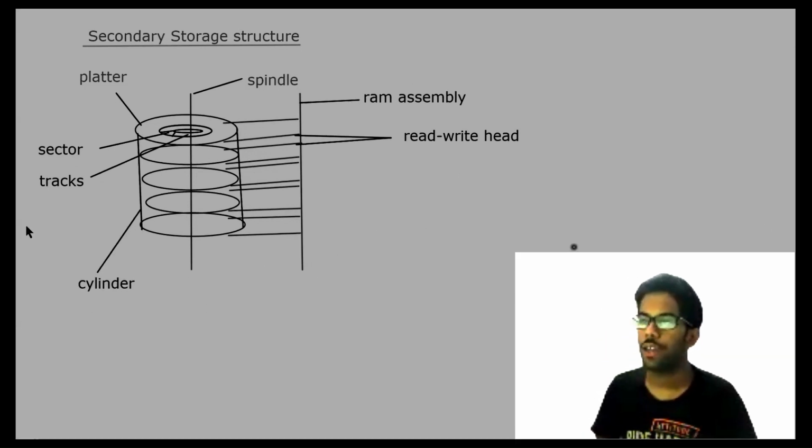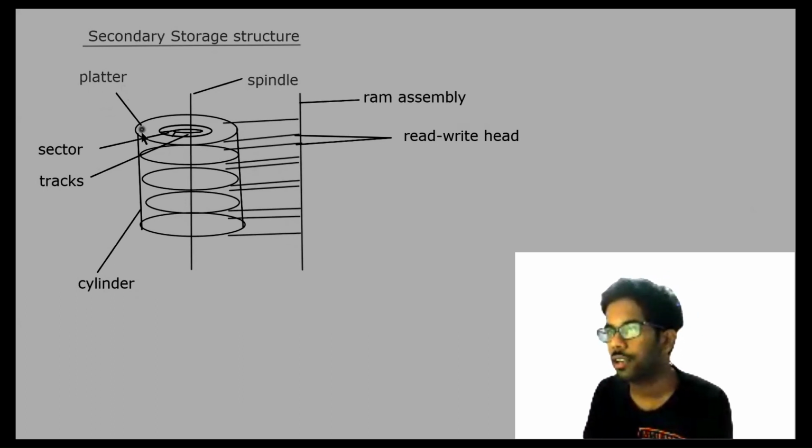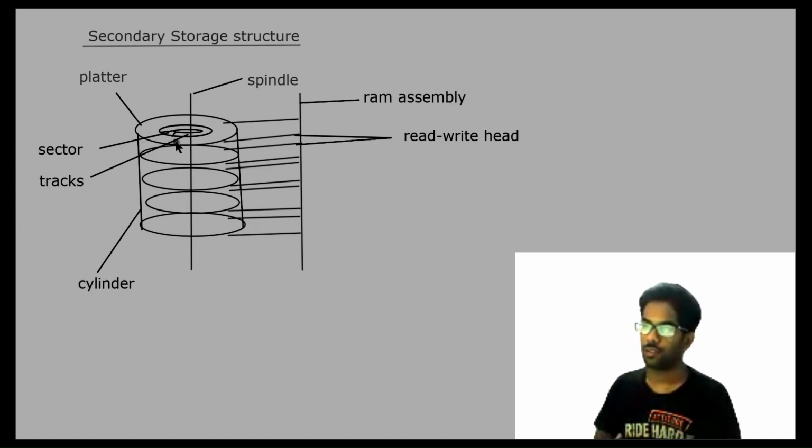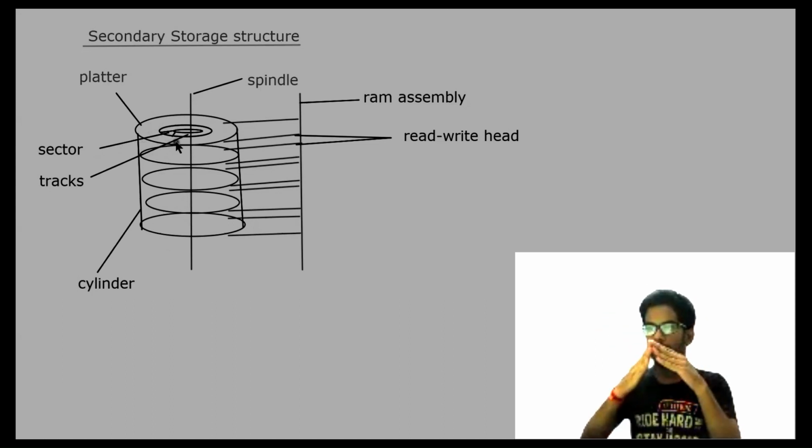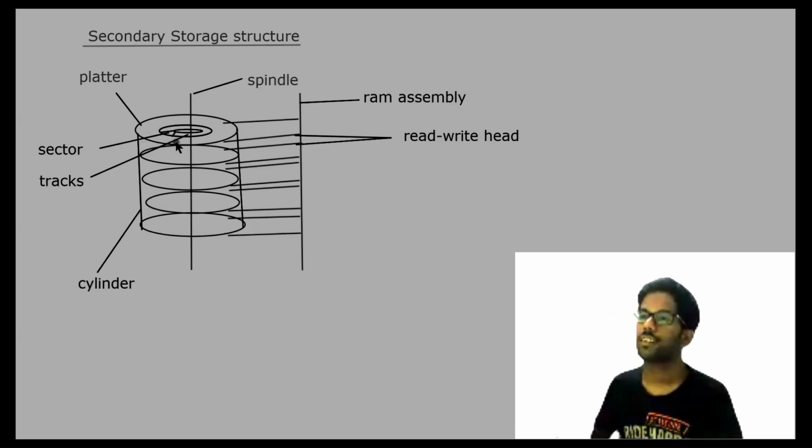Alright, so as you can see here, this is platter. I mean, one disk is a platter, and this is spindle. So each platter is divided into tracks, which are concentric, and each track is divided into sectors, like how we cut pizza, something like that.